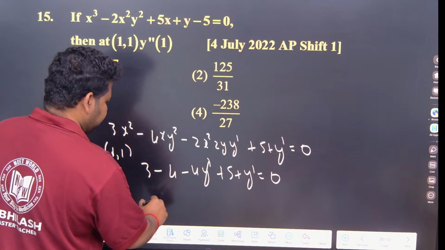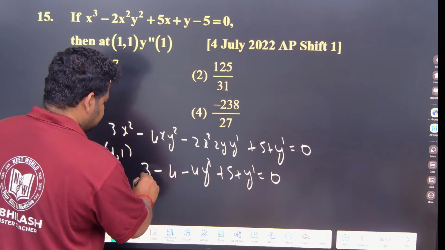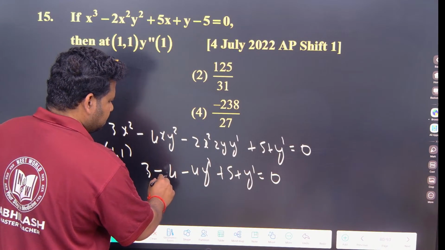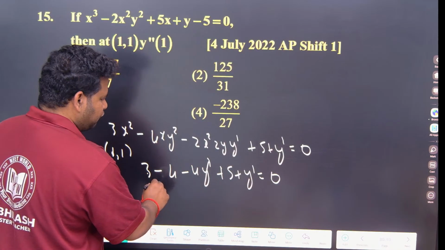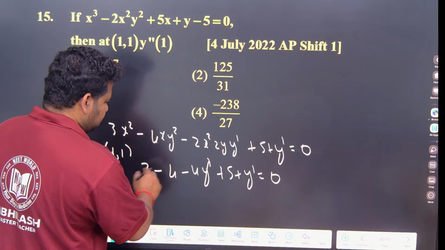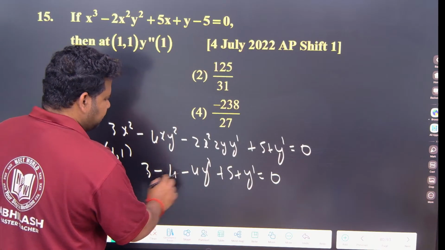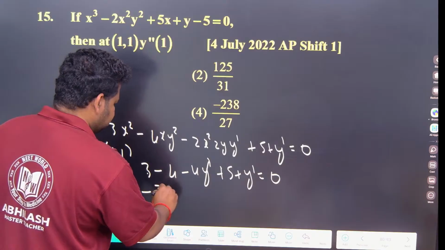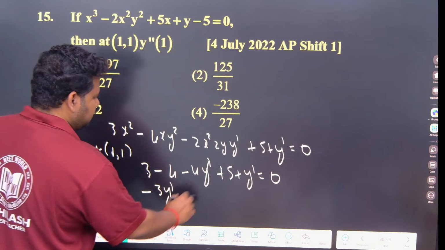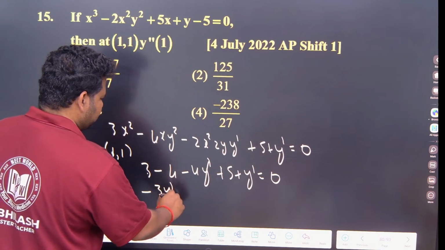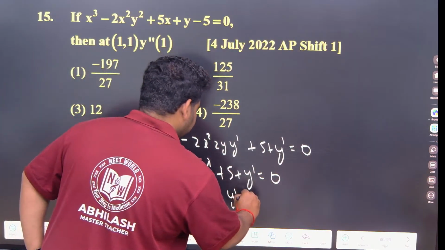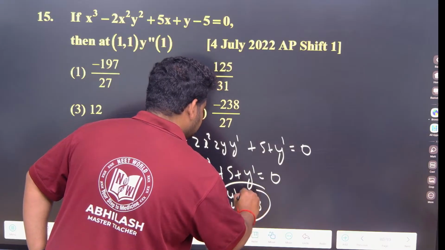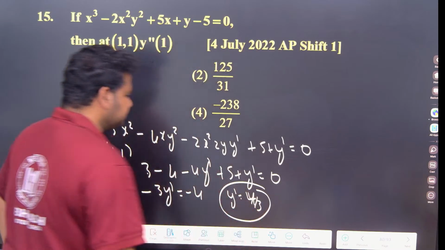Now what will happen? 3 minus 4 is minus 1. See, 5 plus 3 is 8, minus 4 is 4. Minus 4 y dash plus y dash is minus 3 y dash. Minus 3 y dash plus 4. If I bring this outside it becomes minus 4, so y dash will be equal to 4 by 3. Y dash we got as 4 by 3 at (1, 1).